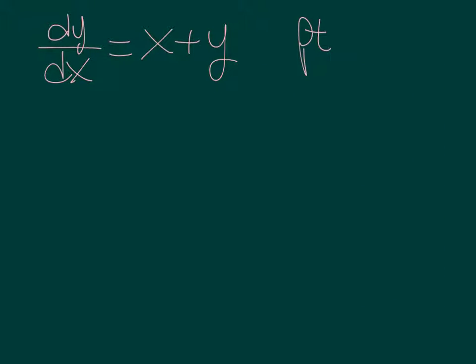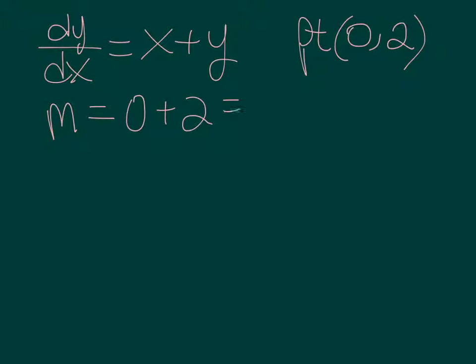Let's go to a new slide. dy/dx is equal to x plus y, and we know we're starting off at the point where x is 0 and y is 2. dy/dx means the slope of the tangent line, so we could use a tangent line approximation. So the slope, which is equal to x plus y, is 0 plus 2, which is 2.